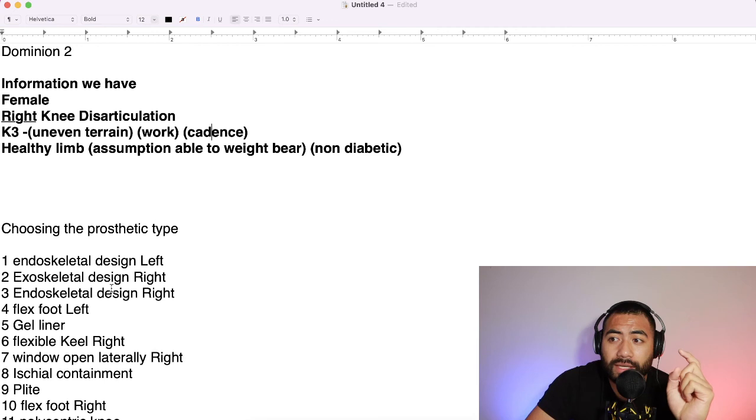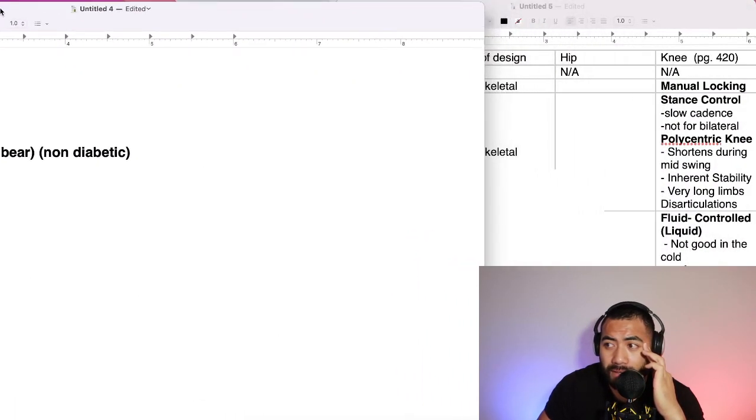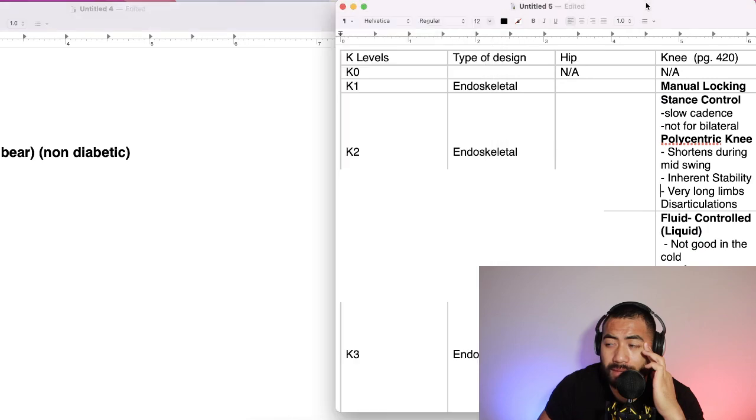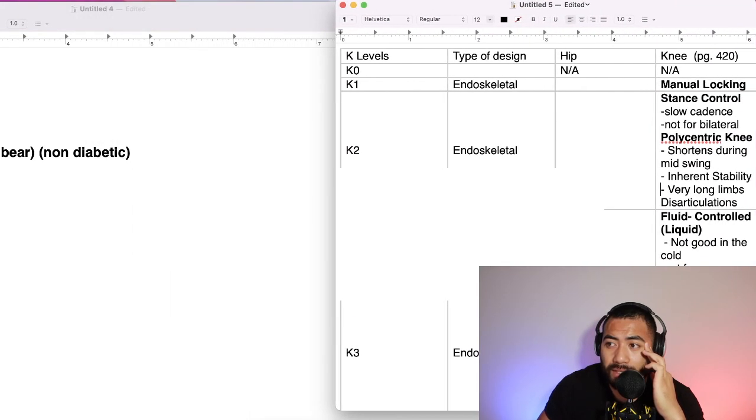Okay, so we've got the right knee disarticulation. We have K3, uneven terrain. So we already know that she's going to be above average, so we don't have to worry about a lot of these types of feet. So K3. Now, when I'm looking at this, I'm already saying in my mind K3, K3, K3. I have an uneven terrain. I already have in my mind this little guy. It's just a little chart. It says K1, K2, K3.